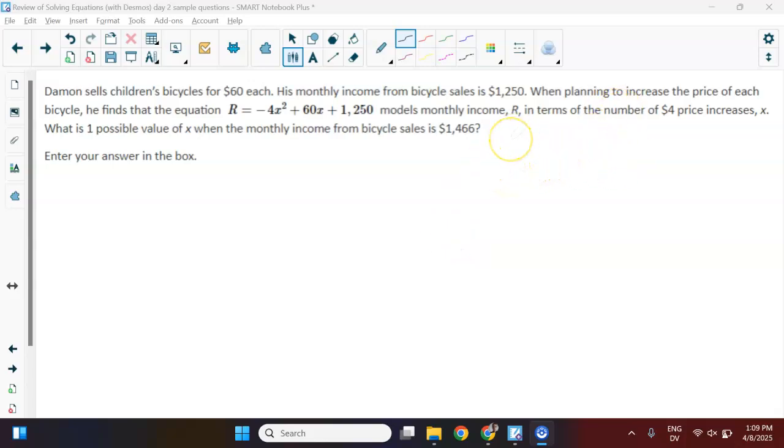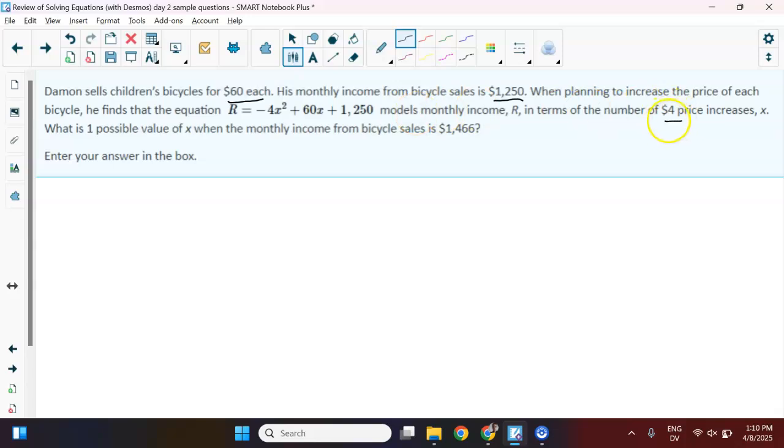Okay, so the tricky part on this one is that they give you some numbers, but they're already built into this equation. So the 60 is what he makes per bicycle. That's the monthly income, and this 4% or $4 increase is already right there in the equation. So really what matters is that R is the monthly income and X is the number of price increases.